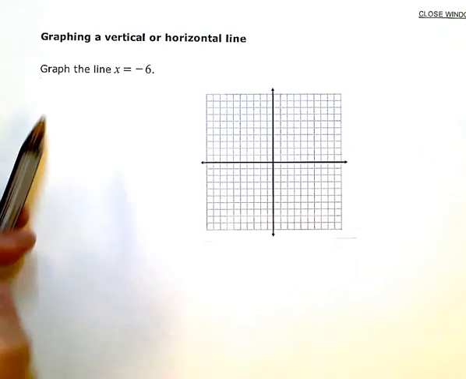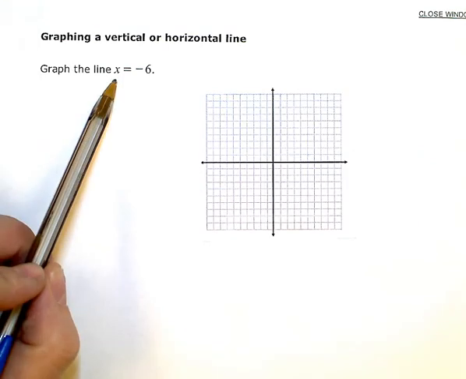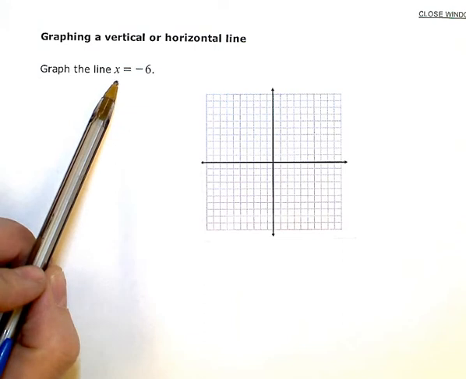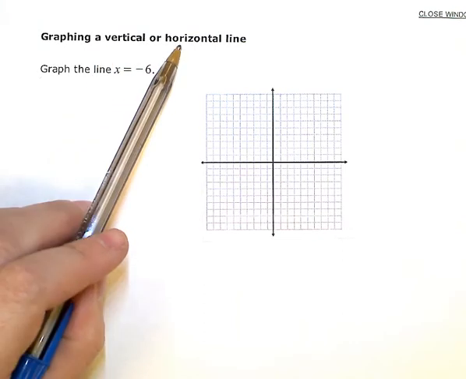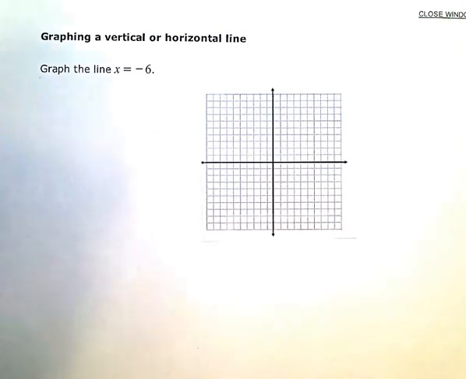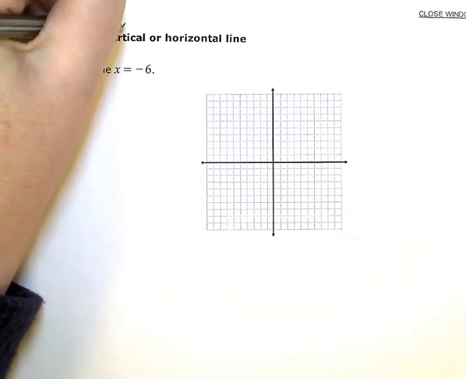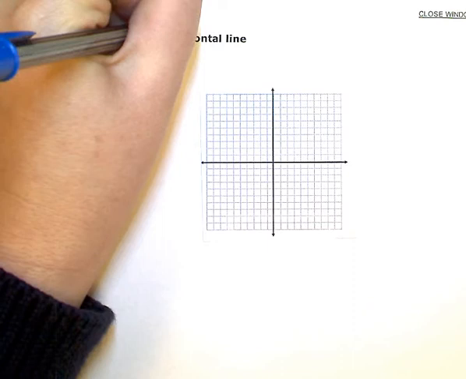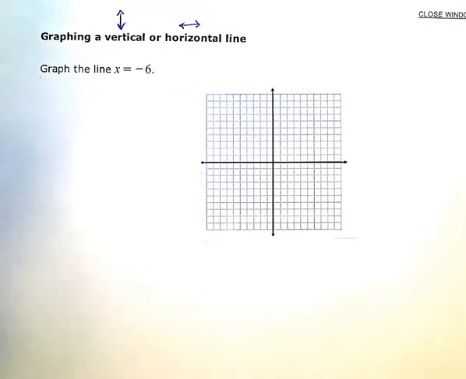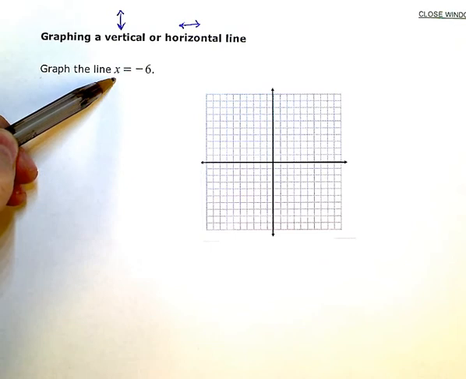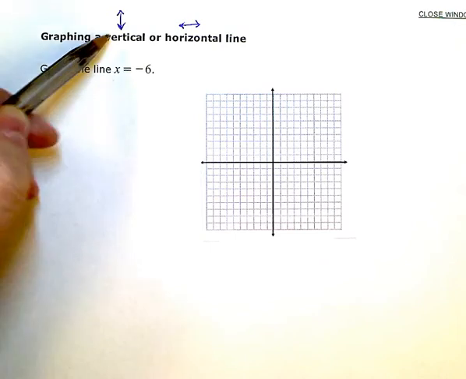If your equation just has an x or just has a y, then you're dealing with a perfectly vertical or perfectly horizontal line. Remember, vertical is up and down, and horizontal is perfectly flat, left to right. Now this one just has an x, no y's. So I know it's going to be one of these two.